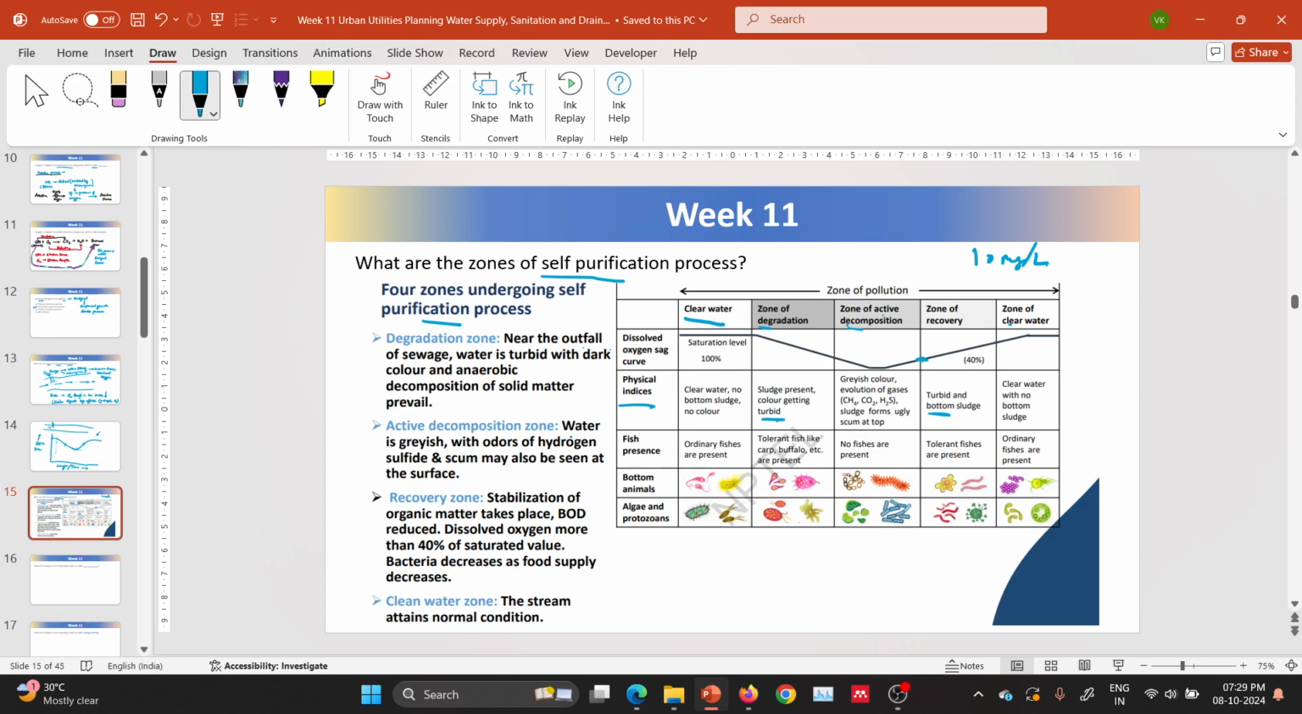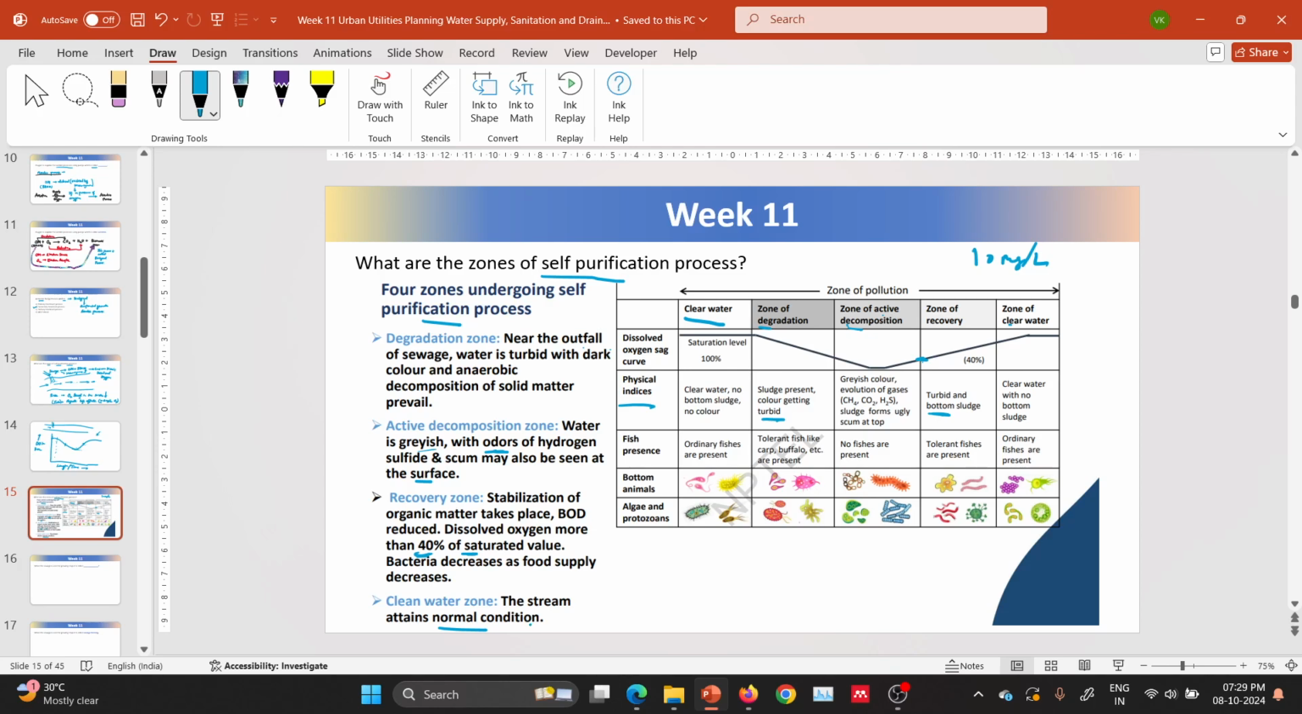So in the active decomposition zone, the water is grayish with odors. The odors are produced due to hydrogen sulfide, and scum may also be seen on the surface. And in the recovery zone, stabilization of organic matter takes place. BOD is reduced, and dissolved oxygen is more than 40% of the saturated value. So in the zone of recovery, the main criterion to decide is that it crosses 40% of the saturated value. That's it. And in the clean water zone, the stream attains normal condition.